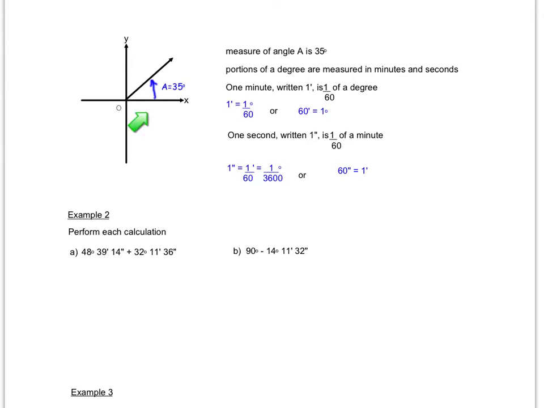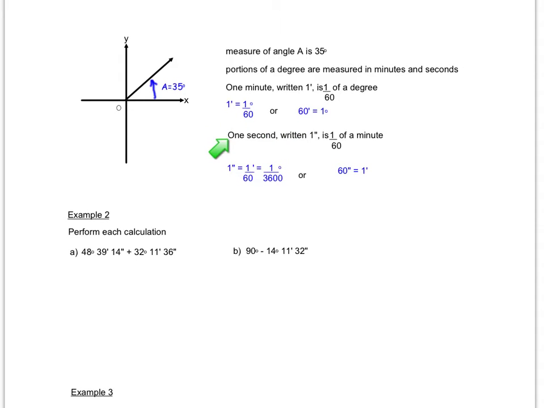Continuing on page 2, we see an angle, angle A, whose measure is 35 degrees. Now if we want to measure portions of a degree, we have minutes and seconds. 1 minute, which is written this way, 1 with the little tick mark, is 1/60th of a degree. So 1 minute equals 1/60th of a degree, so 60 minutes equals 1 degree. That's going to help later on when we convert things.